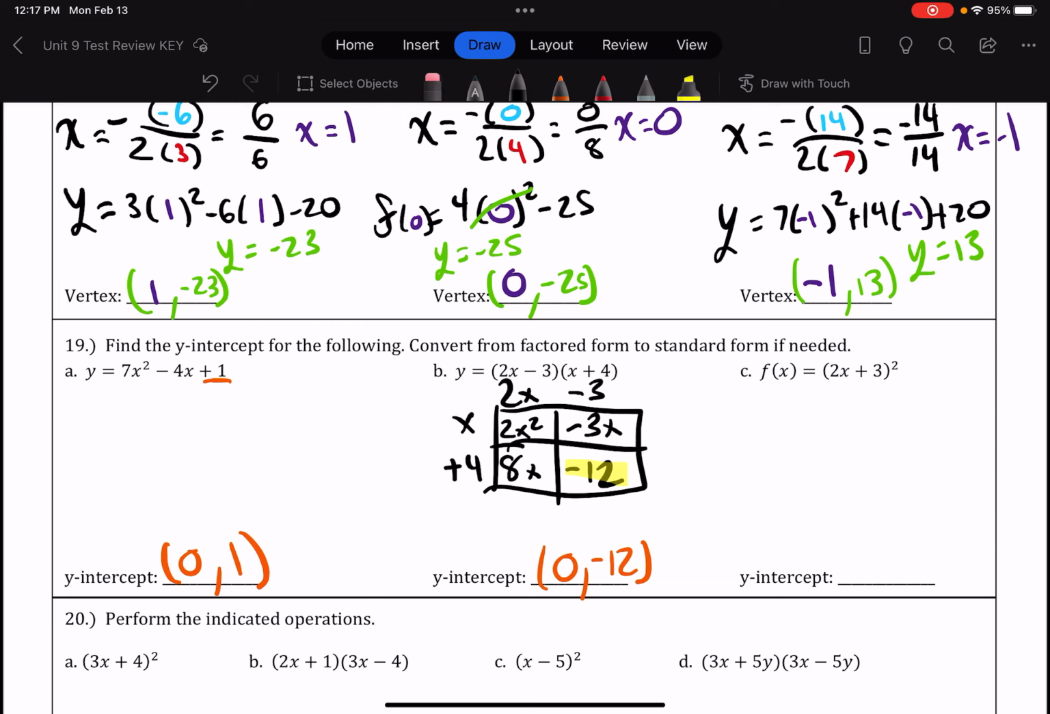If you wanted to continue writing out the standard form, though, it would be 2x squared. 8x and negative 3x is going to give me a 5x minus 12.